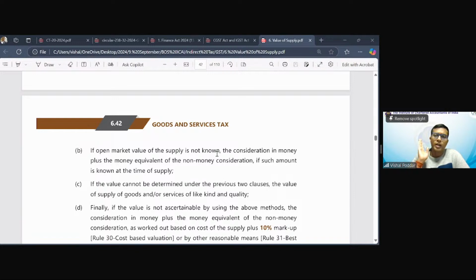So I do not know what is the open market value for Mansha because the same service I'm not giving to any other person. Now, the consideration in money plus the money equivalent of the non-monetary consideration, if such amount is known at the time of supply. In other words, I'll find out whatever Mansha gave to me, the service which Mansha gave to me, is there a money equivalent? Now that may be available. Why? Because Mansha is a professional social media handler.